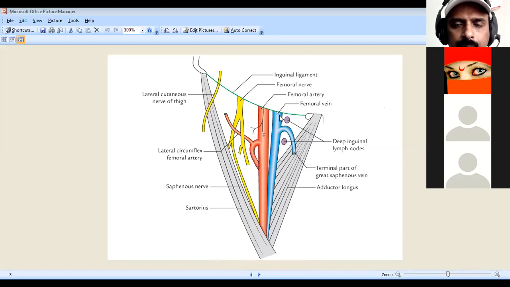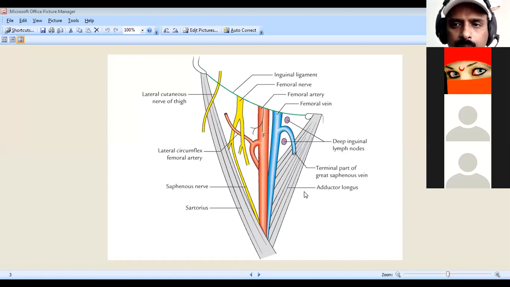Medially is the femoral vein. In between, lateral to the vein, is the femoral artery. Then most laterally we have the femoral nerve. So this is very important. You have to know about the femoral artery and its branches, 3 superficial and 3 deep branches. I have told you this already; this is one thing you have to remember.